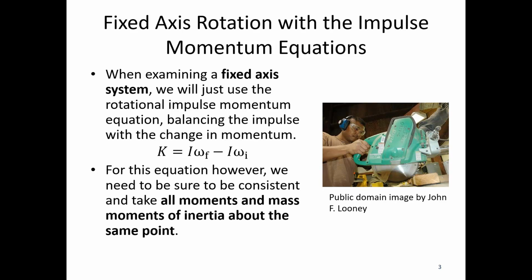So for this equation, we need to be sure one thing is consistent though, and that's we need to take all moments and mass moments of inertia about the same point. So if we are taking I about the center of gravity, our moments need to be about the center of gravity. If we're taking I about the axis of rotation for our fixed axis rotation system, we need to take the moments in K about the same point. So as long as you're consistent, this equation should work.